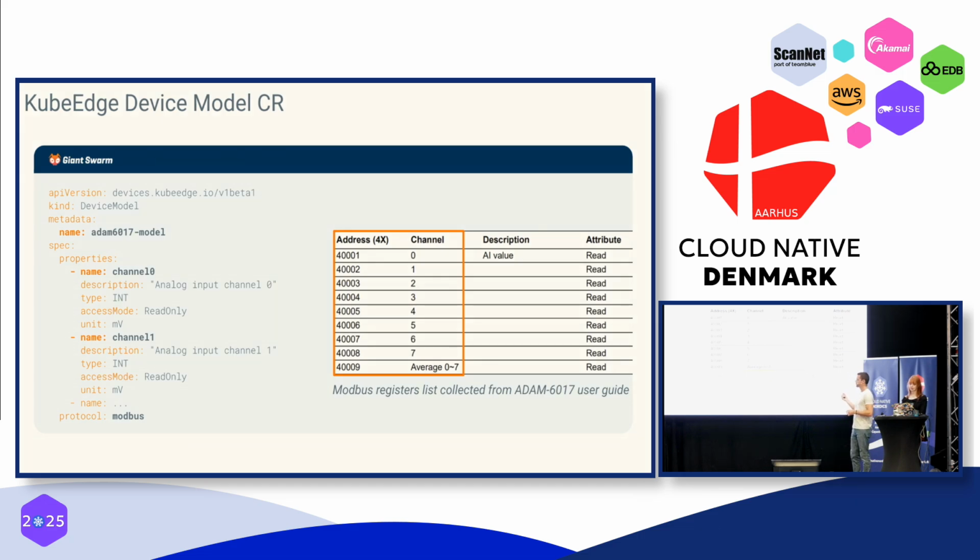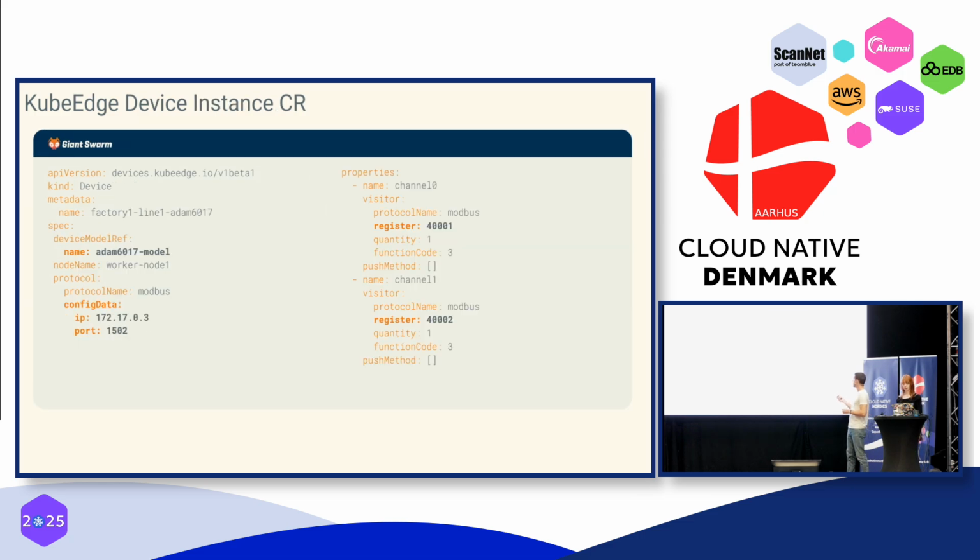And on the right-hand side, this is what you would find in the user guide, usually a PDF from the vendor, where you can find the Modbus register addresses for each of these channels. And we use that in our device instance. It tells the mapper where to go to get sensor data for temperature sensor, pressure, or something like that. So for each of these properties, we specify the register address.